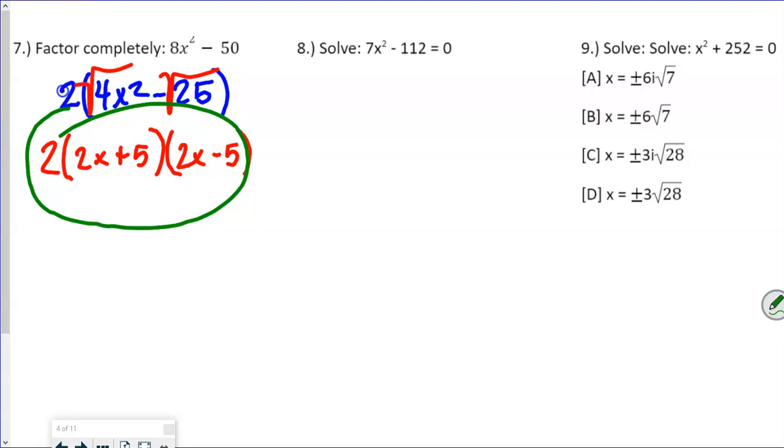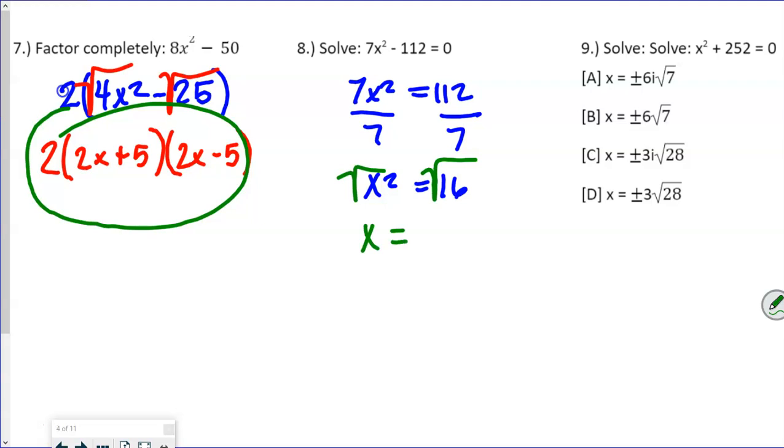Okay, so now on this one, it says solve. Oh, so y'all, I'm looking for patterns here, right? Okay, so on this one, do you guys notice that there's no b? Me too. So that means I'm going to use square roots. So I'm going to go ahead and subtract that 112. So this is going to be 7x squared equals 112. Then I'm going to divide by 7. Okay, so when I do that, I got x squared equals 16. So I'm going to take the square root of both sides, right? So this is going to be x is equal to plus or minus 4. That one's done. All right, let's look at this next one.